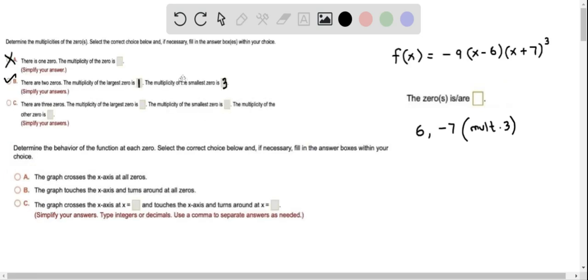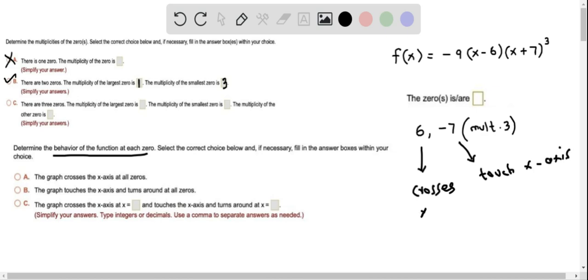We now determine the correct behavior of the function at each zero. So let's look at the first choice. The graph crosses the x-axis at all zeros. No, it is not, because here at 6 it crosses the x-axis, and at negative 7, which has a multiplicity of 3, it basically touches the x-axis. It touched the x-axis. Here it crosses the x-axis. So option A is not correct.